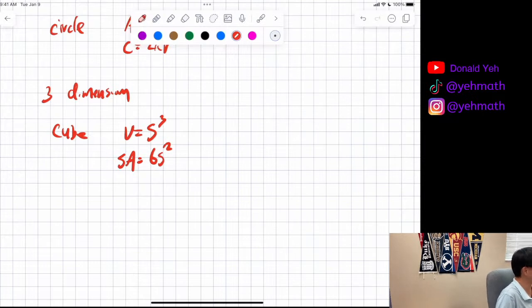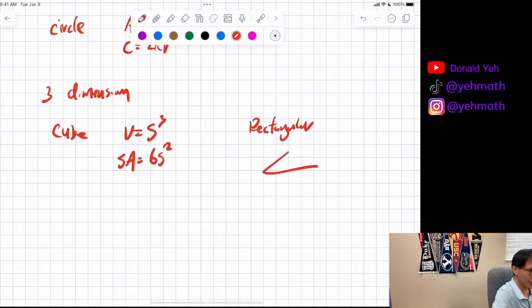You didn't know this number 6 existed, right? Yeah, so there are 6 sides. Cube, rectangular shapes is like this.